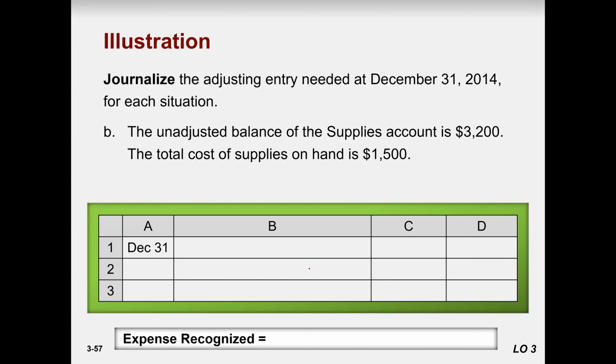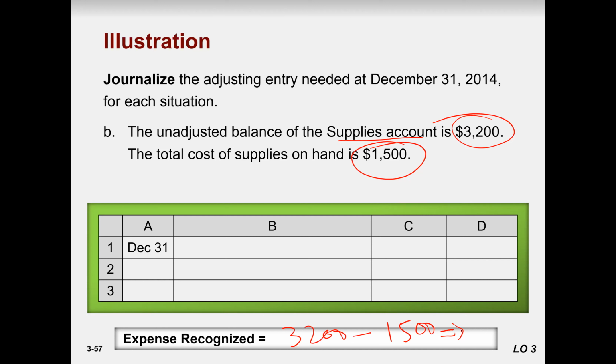And then the unadjusted balance of the supplies account is 3200. The total cost of supplies in hand is 1500. So how many did you consume? 3200 was the balance at the start of the year, and 1500 is left. So how much have you consumed? So 3500 minus 1500, 2000. So what is the entry?